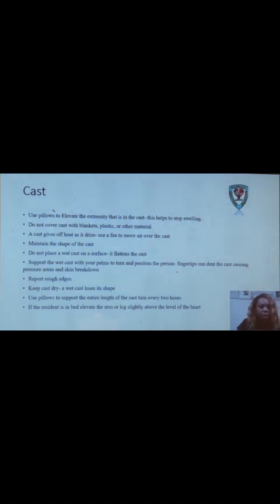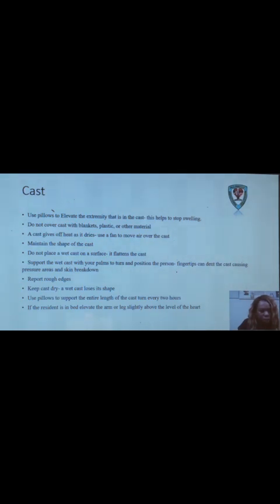You want to maintain the shape of the cast. You do not place a wet cast on a surface. It can flatten the cast. Support the wet cast with the palm of your hand to turn and position the person, because your fingertips can dent the cast, causing pressure areas and skin breakdown. You want to report any rough edges that can potentially cause skin breakdown to the resident.